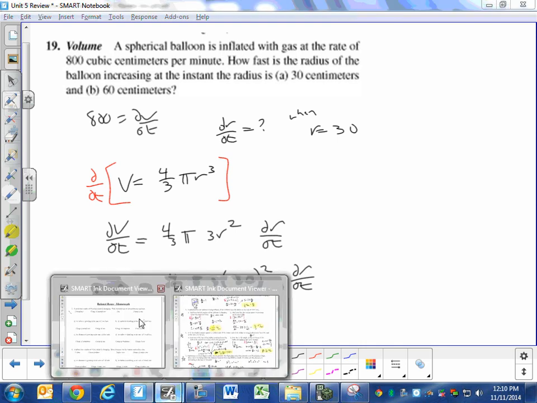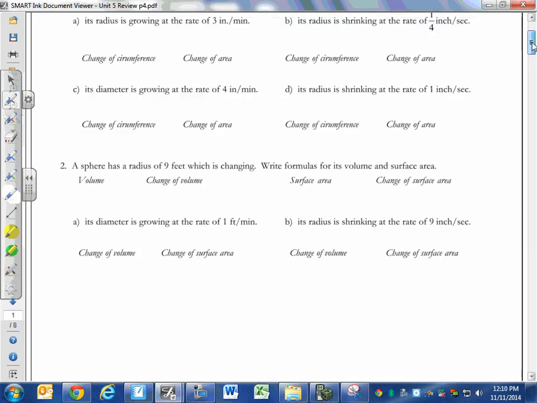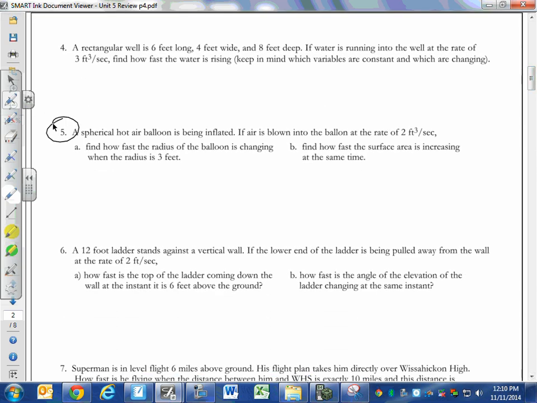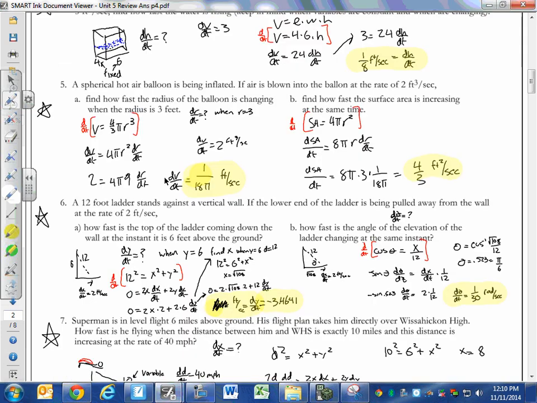Then in our review packet, the second set of related rates problems, 5a, we should get the answer is 1 over 18 pi. Questions on that? Did we all get it? Okay, good. Mr. Wusu.